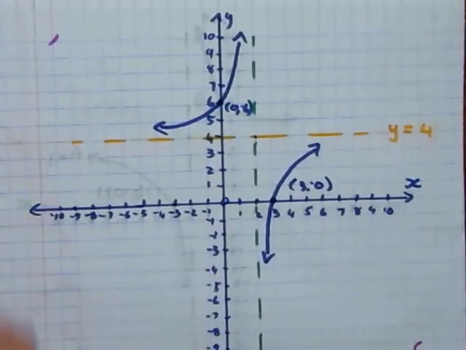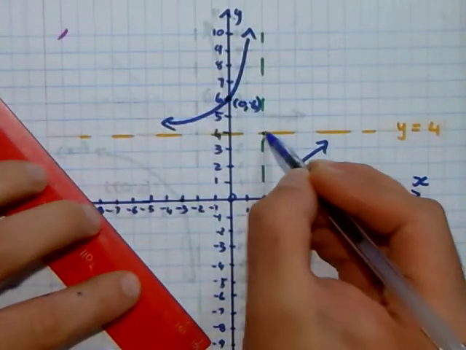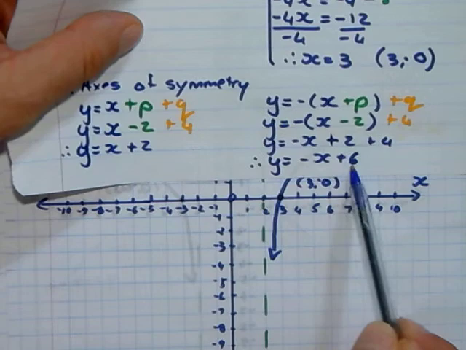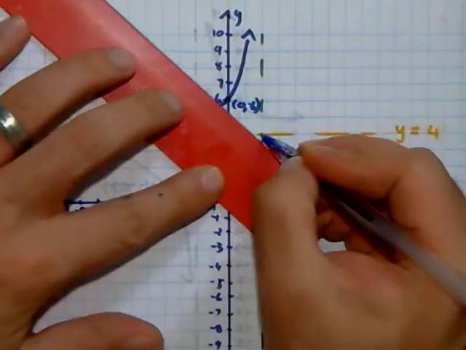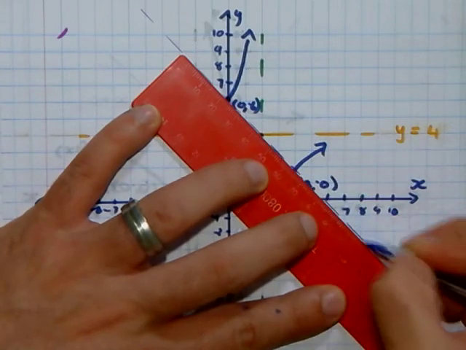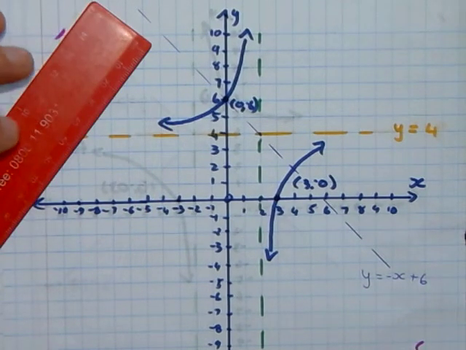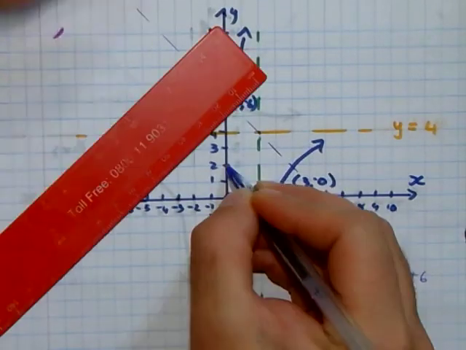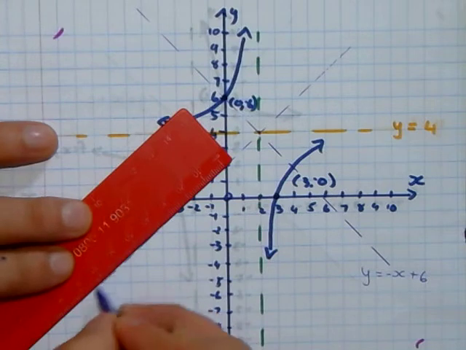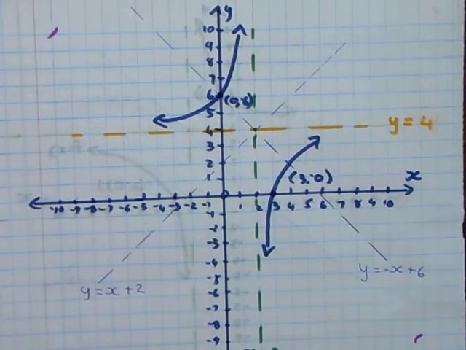So there's my graph. Now we can add the axis of symmetry, because they're going to ask you, or they will ask you. So the one is going through the y point from this point. From the negative side, it cuts my y axis at 6, so a decline line cuts my graph at 6. So this equation is y equals negative x plus 6. Then my axis of symmetry for my positive graph cuts my graph at 2. That 2 always goes through that point. So y is equal to x plus 2.